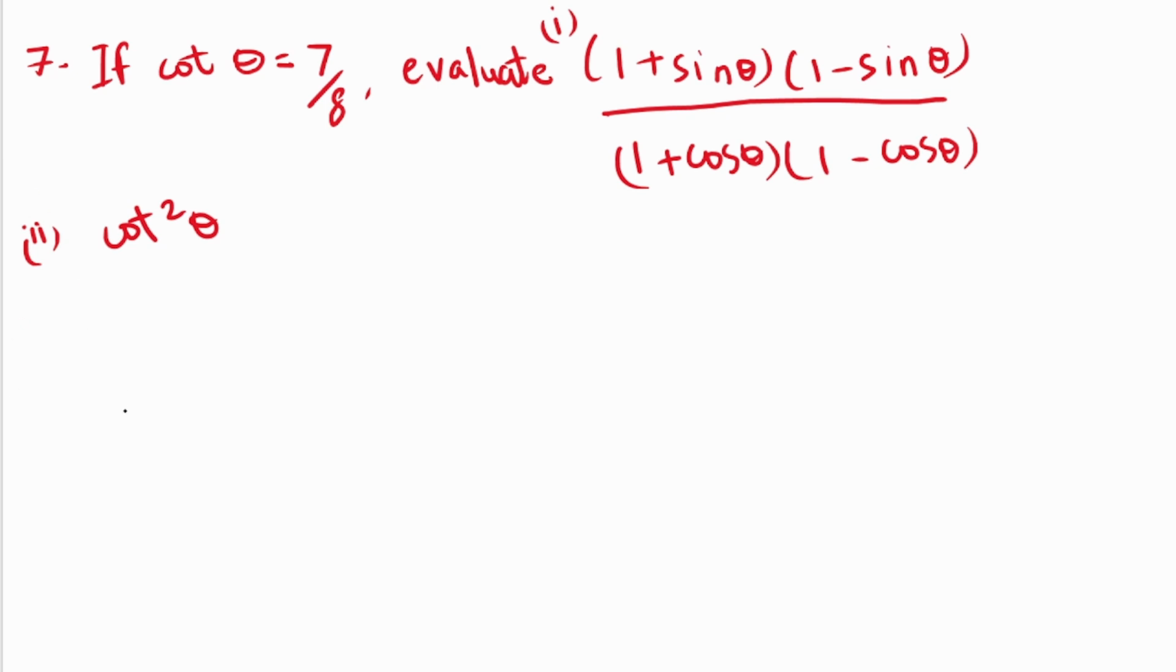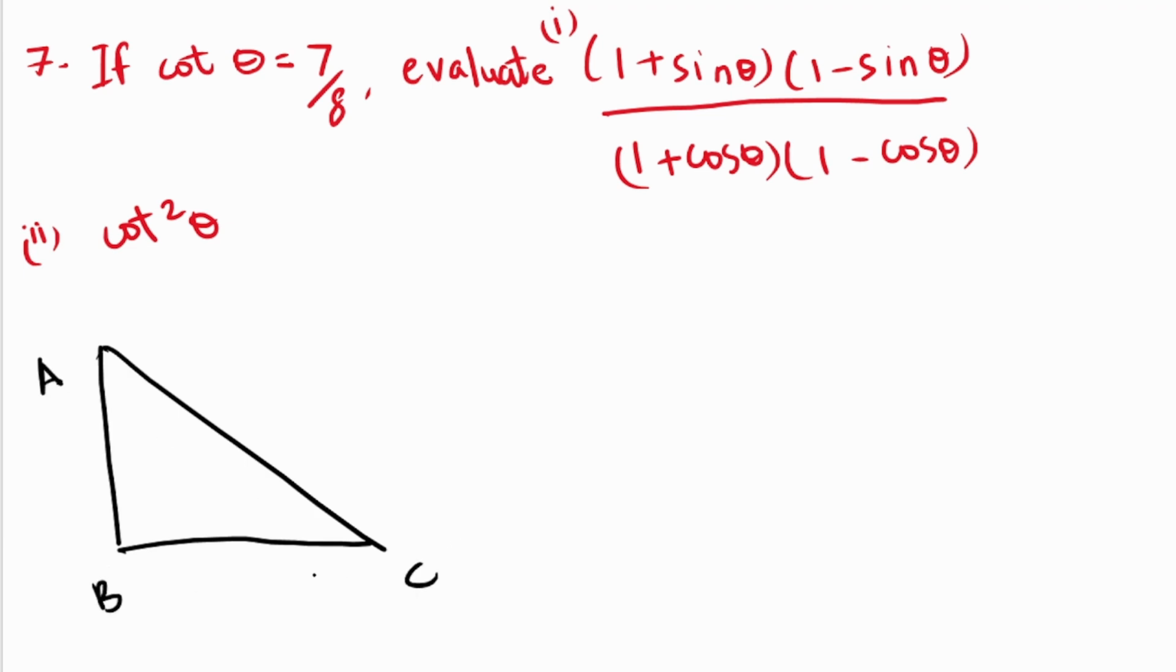For the 7th question, they have given the value of cot theta to be 7 by 8, and you need to evaluate this first part. In order to evaluate, you need to find the value of sine theta and the value of cos theta. To find both the values, you need to draw the triangle. Consider the triangle ABC and we'll take the theta over here. With respect to this triangle, this is the hypotenuse, this is the adjacent side, this is the opposite side.